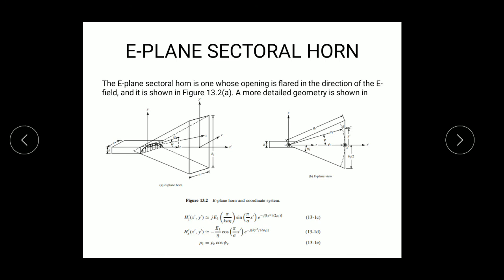E-plane horn. This is the feed waveguide. This is the waveguide, and this is the flare, the E flare. Basically, this is the electric field. The E-plane sector horn is one whose opening is flared in the direction of the electric field. This is the electric field direction, and the opening is in these directions.